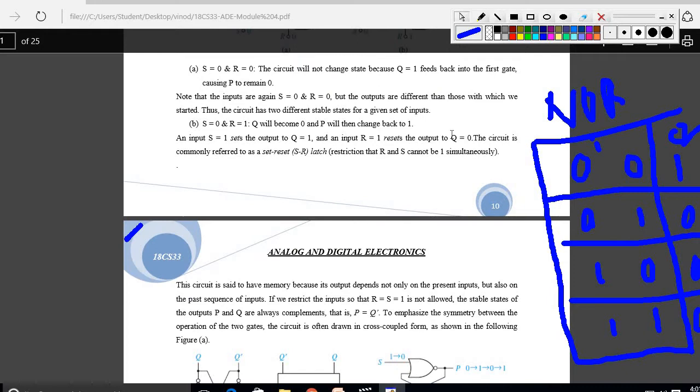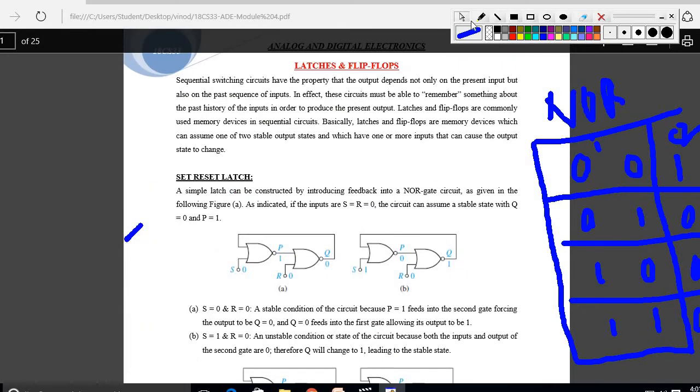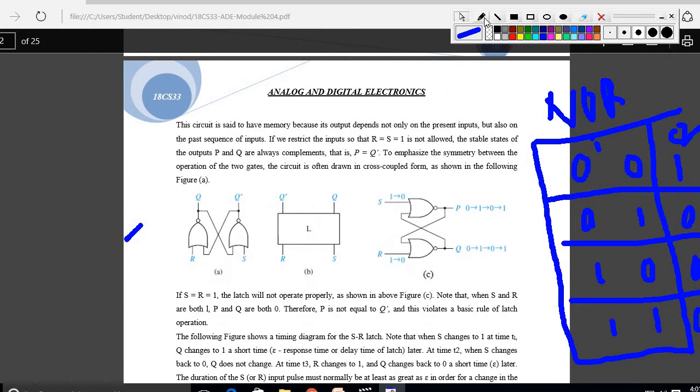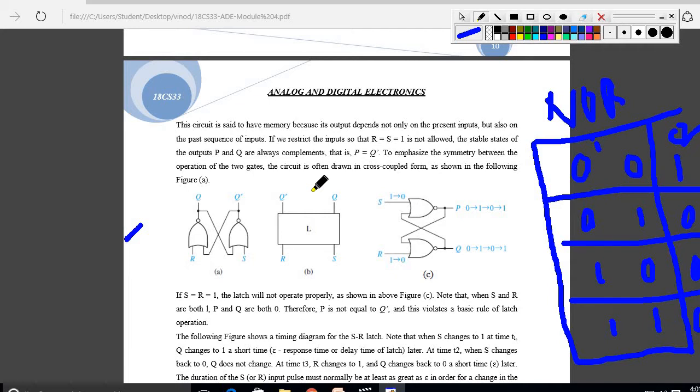So now you understood how exactly the SR latch works. Okay, next we'll move towards the last condition. I told you, if S and R are 1, what is the case? Will the latch work or not, and what is the output?